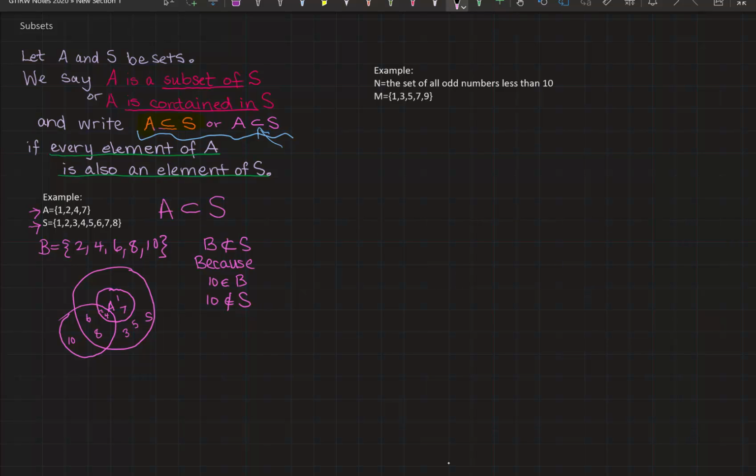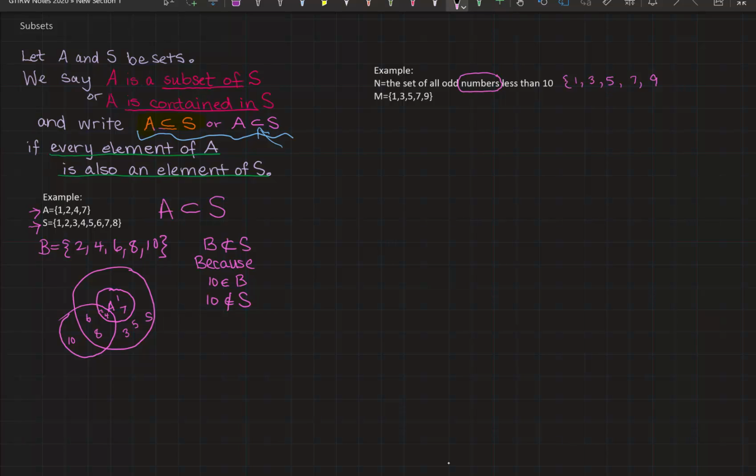Now I'm going to make the assumption here that when I use the phrase number, I'm talking about counting numbers. Therefore, I would start with 1 as being the smallest. So let's think about what numbers are less than 10. Well, 1 would be less than 10 and odd. 3 would be less than 10 and odd. 5, 7, 9 is also odd and less than 10.